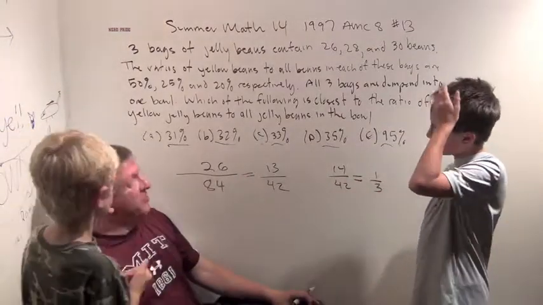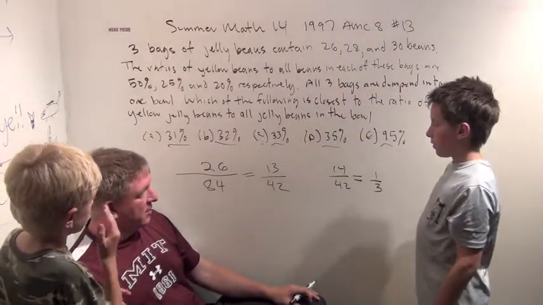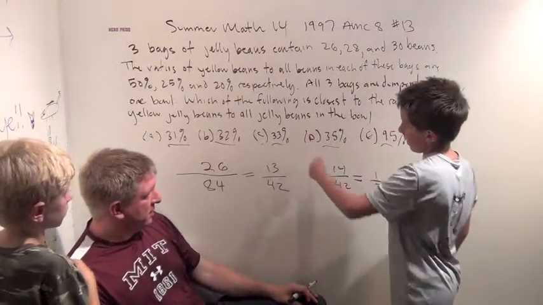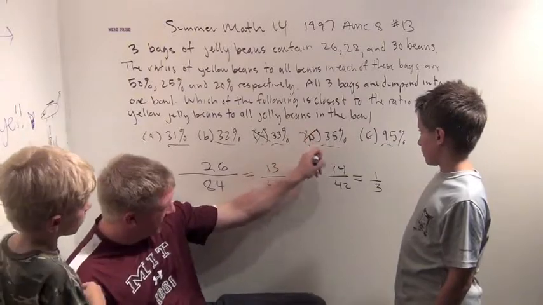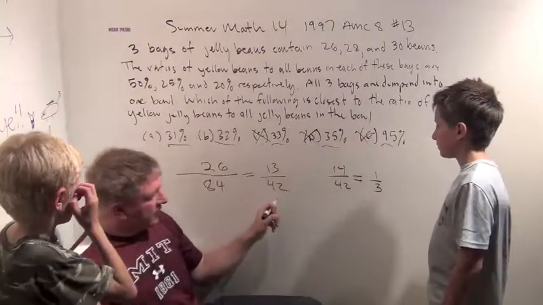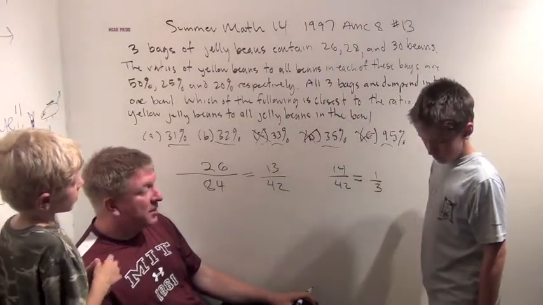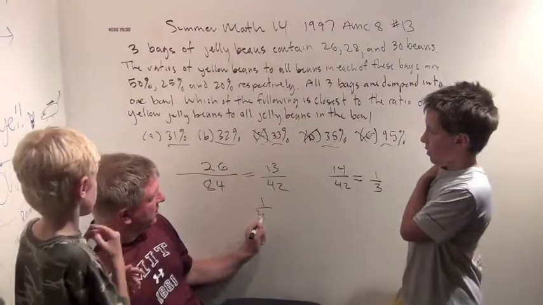That's a very important observation to make because that allows us to rule out 2 more of these numbers. Well, this is bigger than a third. This is about a third. So probably these are now ruled out because 13 over 42 is less than 14 over 42. Okay, how much less? It's 1/42 less.